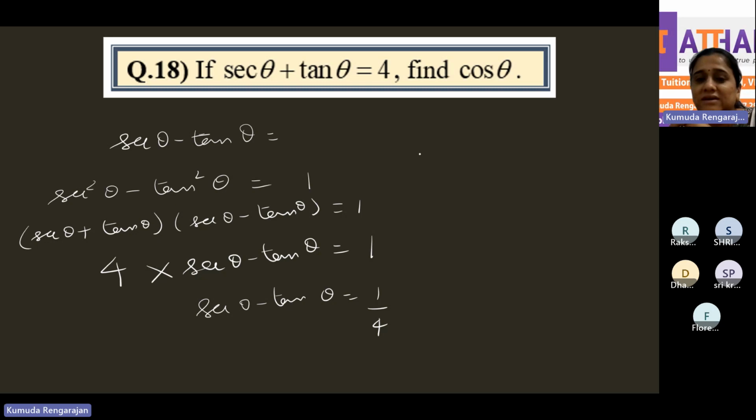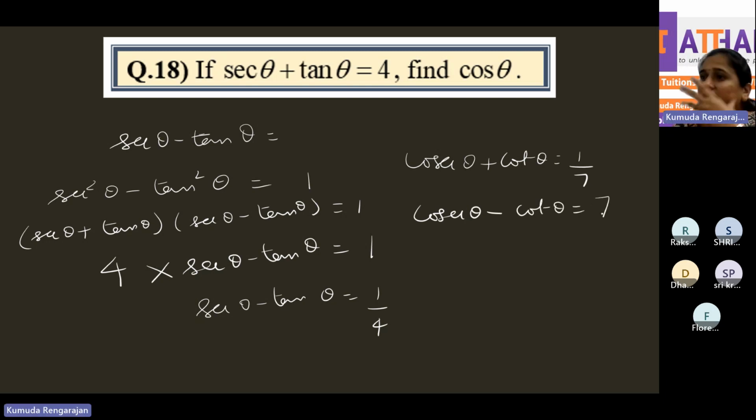If cosecant theta plus cot theta, for example, is say 1 by 7, then cosecant theta minus cot theta will be 7. It's reciprocal, because the product of secant theta plus tan theta and secant theta minus tan theta is 1. They're like reciprocals. When is the product 1? Only when they're reciprocals, right?